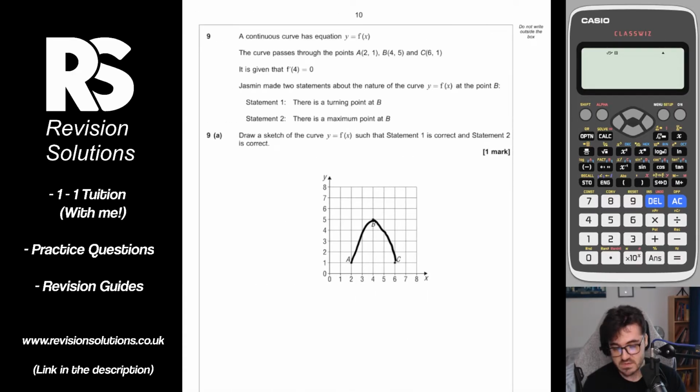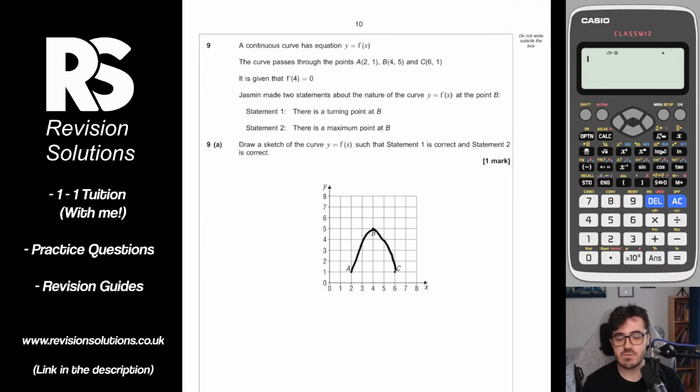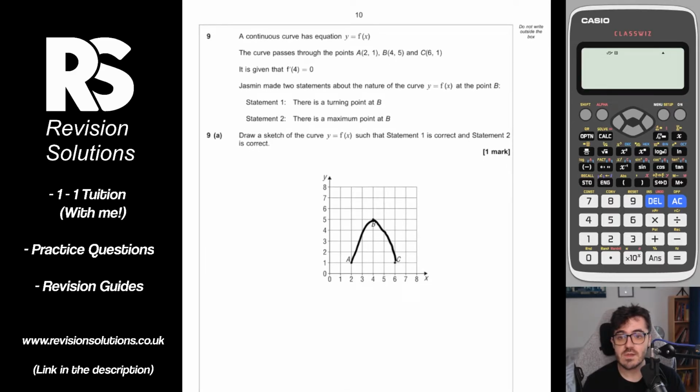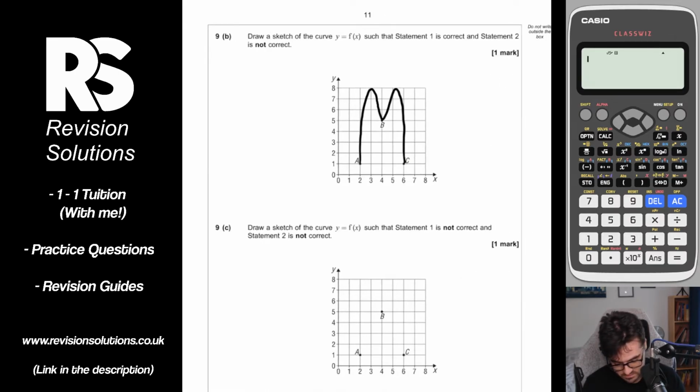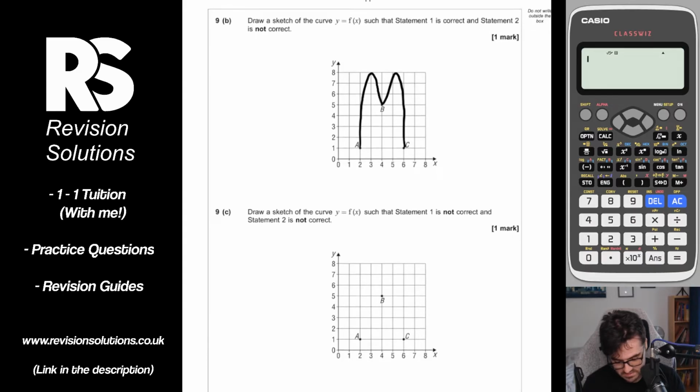So statement 1 says it's a turning point. Well, it has to be a stationary point. If it's not a turning point, then it must be a point of inflection. And if we make it a point of inflection, statement 2 is also going to be incorrect. So that will work fine for us. So a curve that goes through A, B, and C, and at B we have a point of inflection. So let's draw something like this. So we go up, and then an inflection point through B, and then we can just have another maximum later on to get back down to C.